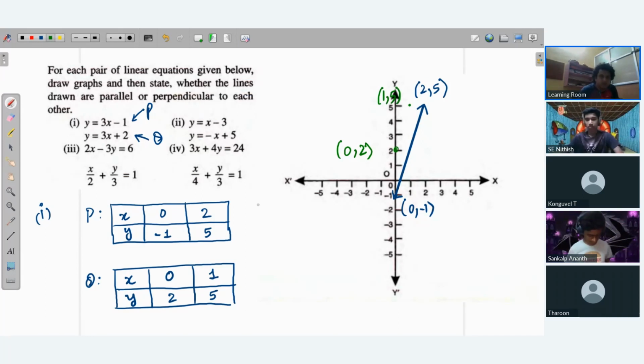Our line will be this line. Understandable? So they are parallel lines.